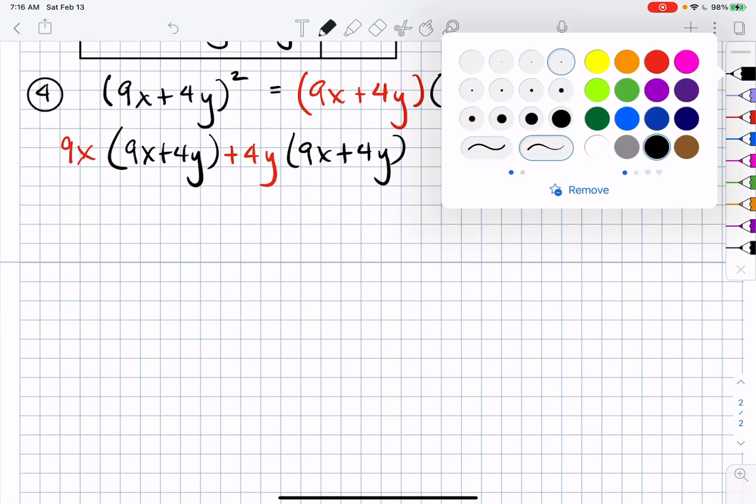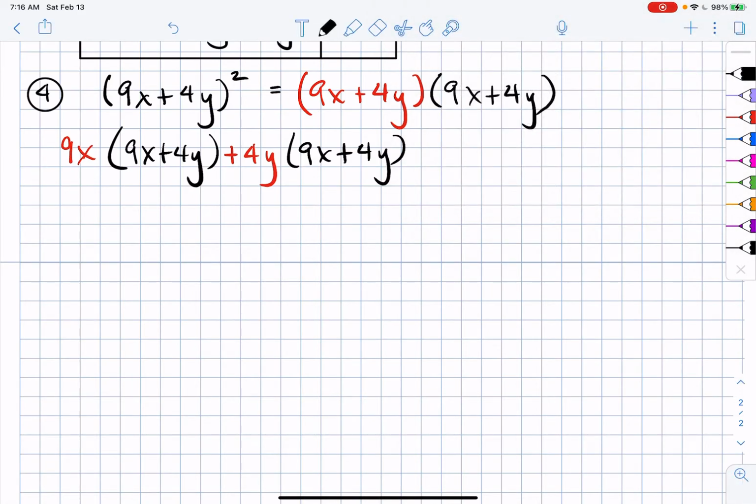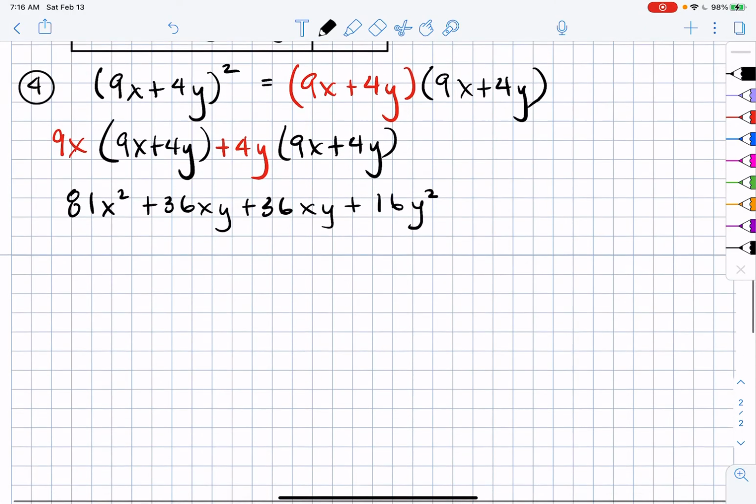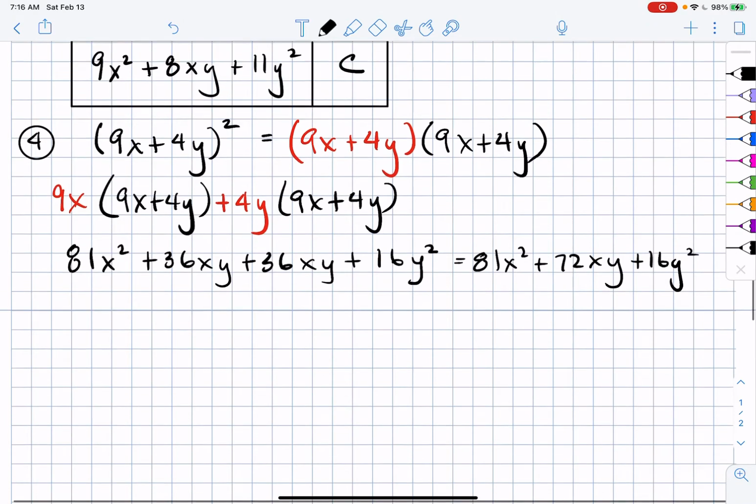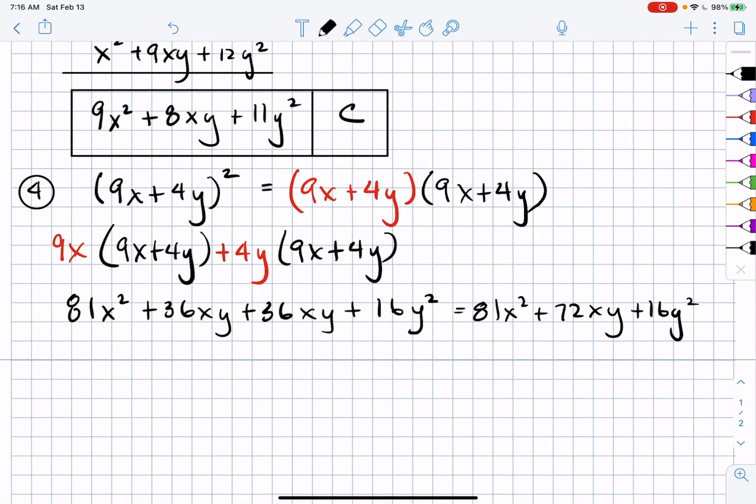So that means I'm going to get 81x squared plus 36xy plus 36xy plus 16y squared. So that's going to equal 81x squared plus 72xy plus 16y squared. And that is choice number C.